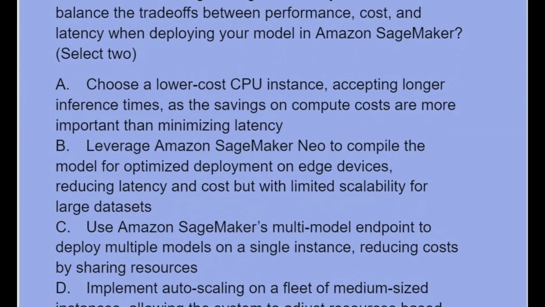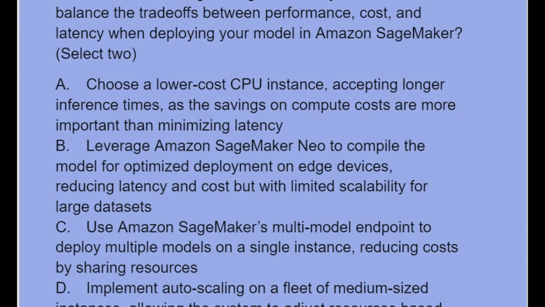Option A, choose a lower cost CPU instance, accepting longer inference times, as the savings on compute cost are more important than minimizing latency. Option B, leverage Amazon SageMaker Neo to compile the model for optimized deployment on edge devices, reducing latency and cost but with limited scalability for large datasets.